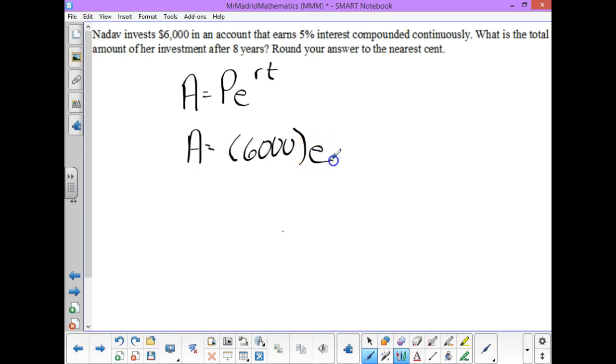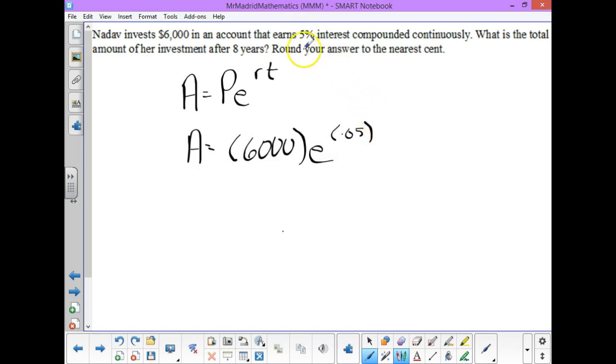E again is a number. You know, the instinct is to think of it as a variable just because it's a letter, but it is a number, so get that, kind of like pi. Alright. Anyways, what else are we missing here? We need the rate. So we'll put 0.05, which is the rate coming from that 5%.